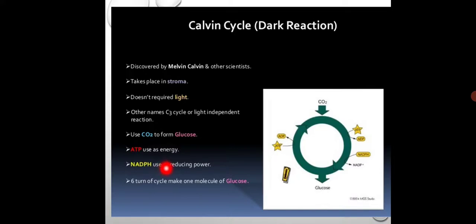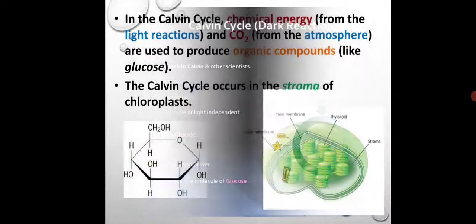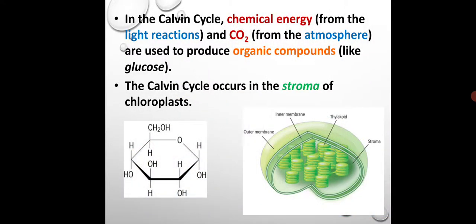OK, and carbon dioxide contains 1 carbon molecule, and glucose has 6 carbon molecules, so this cycle turns 6 times, and finally we get glucose. So from 6 molecules of carbon dioxide we get 1 glucose molecule. That is about the Calvin cycle. It takes place in the stroma.